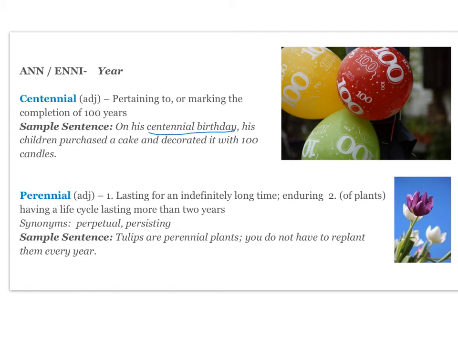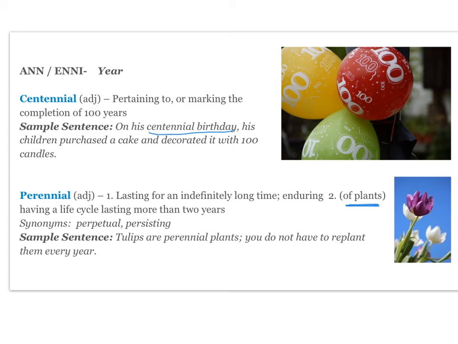Your next word is perennial. It is an adjective, and it means lasting for an indefinitely long time or enduring. You often hear perennial in terms of perennial problems or perennial issues would be problems or issues that never go away, or a perennial question would be a question that never gets answered. Your next definition refers specifically to plants, and it means having a life cycle lasting more than 2 years.